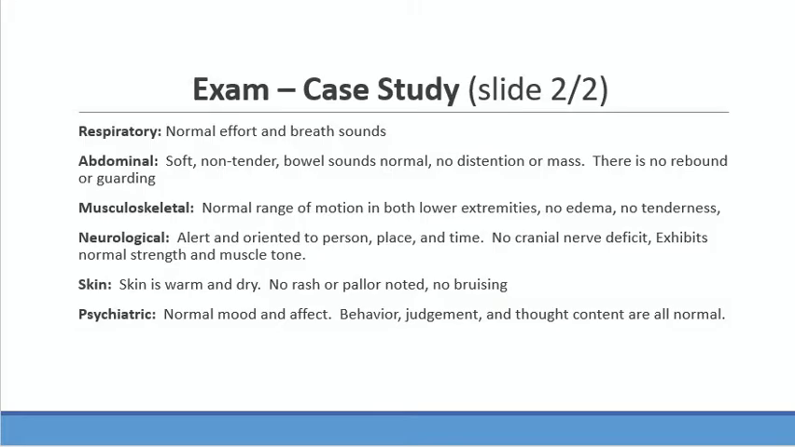Musculoskeletal states the lower extremities have normal range of motion, no edema, and no tenderness. Edema is not considered to be a musculoskeletal exam bullet, but rather is counted toward the cardiovascular system. Neurologic is documented as alert and oriented ×3 without cranial nerve deficits and exhibits normal strength and tone. The strength and tone are counted toward musculoskeletal, not neuro.